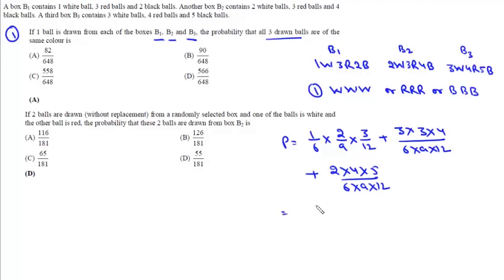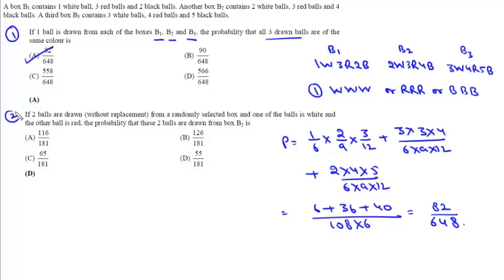Now this is 6 plus 36 plus 40 divided by 108 into 6. Now this is 82 upon 648, and that's your option A.